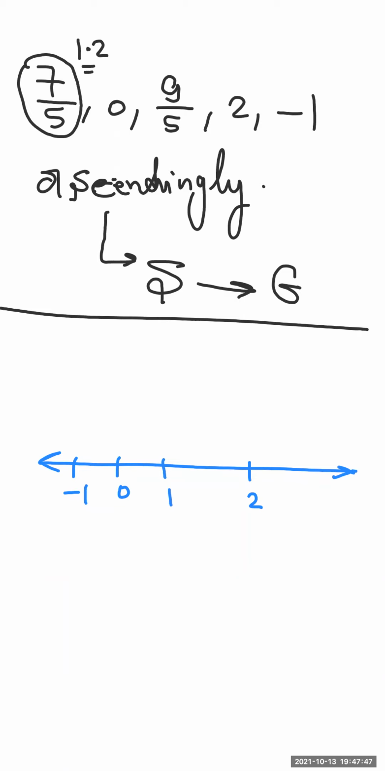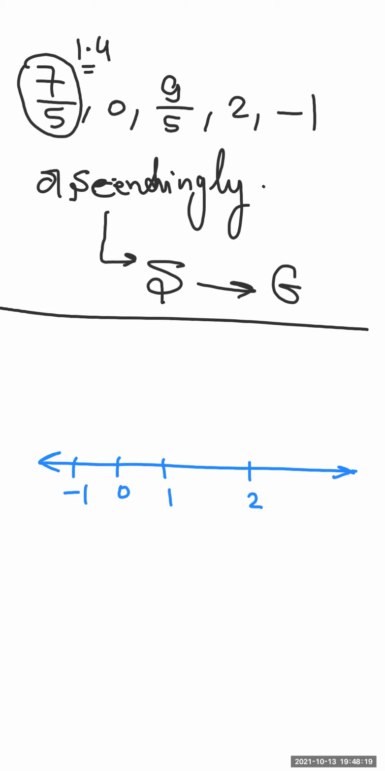Mister, 9 over 5 equals 1.8. Okay, let's continue, and then I will explain it when we reach 9 over 5. So 7 over 5, guys, just use the calculator. It will equal 1.4, not 1.2, right? Yes, 1.4.